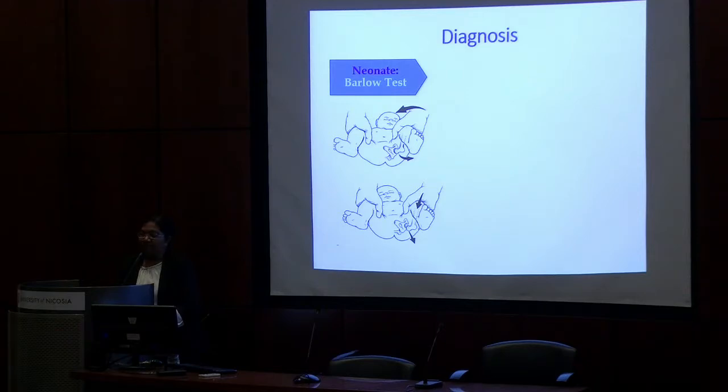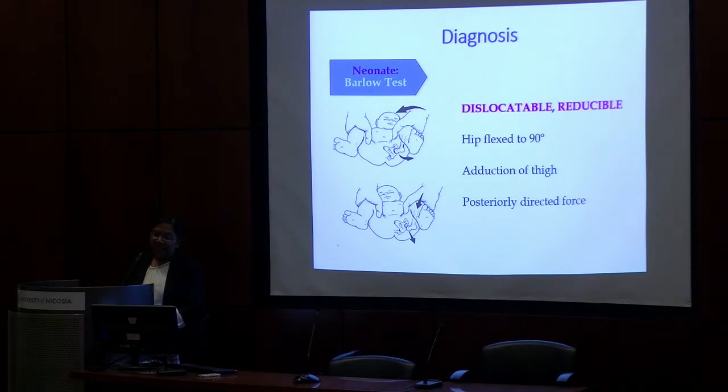The other test that we do is the Barlow test. And this is a hip that's in joint at rest, and you're seeing if you can subluxate it or dislocate it. Okay? So it's dislocatable, and then of course it's reducible, because at rest it's in joint. So you flex the hip to 90, you adduct your thigh, and then you apply a posteriorly directed force to see if you can move that femoral head out of the joint posteriorly.